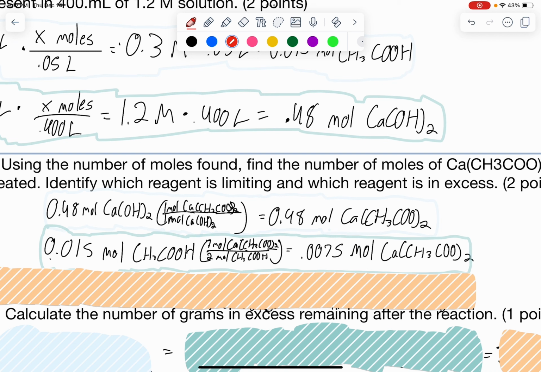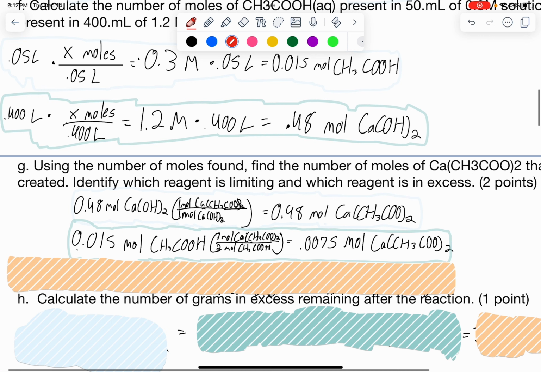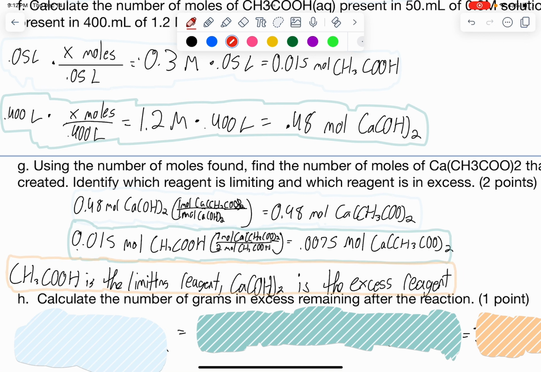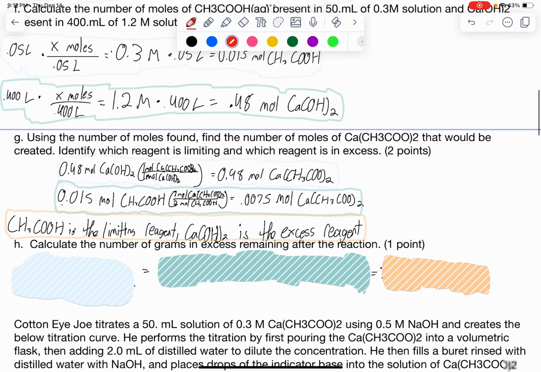you're going to have to divide by 2, so there will be 0.0075 moles of Ca(CH3COO)2. Because of this, the acetic acid is the limiting reagent, because you're only going to be able to react those 0.0075 moles before you run out and you can't react anymore, so the calcium hydroxide will be left in excess.